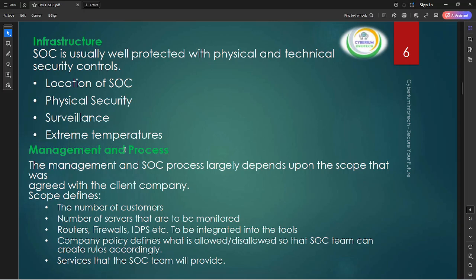The management and SOC process largely depends upon the scope that was agreed with the client company. So what is the scope defined? The number of customers, how many customers you have, the number of servers to be monitored, how many servers you will monitor, like 2, 5, 3, and according to that you have to manage. Also how many routers, firewalls, and IDPS are to be integrated into the tool. When you learn cryptography, then you will know how to integrate these things.